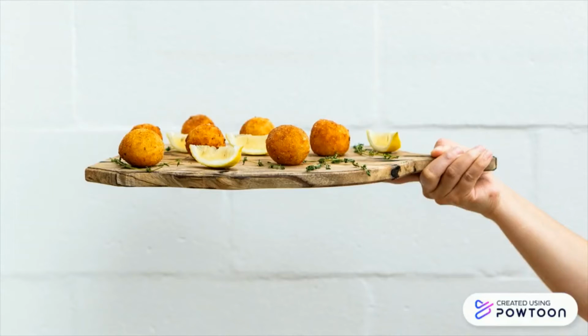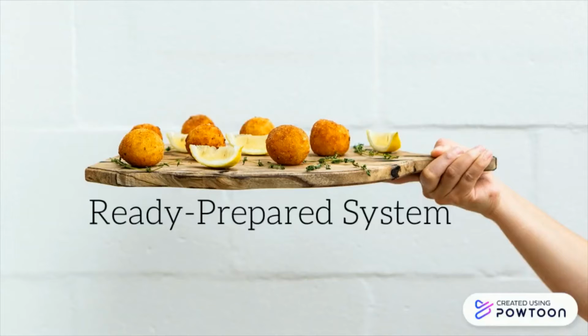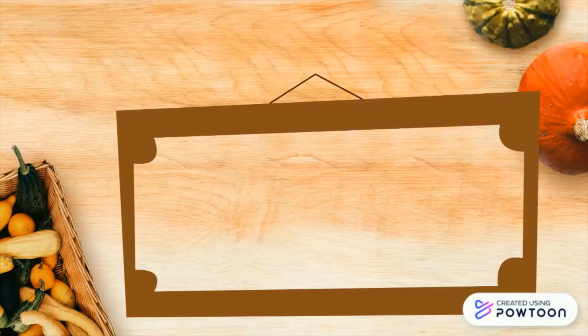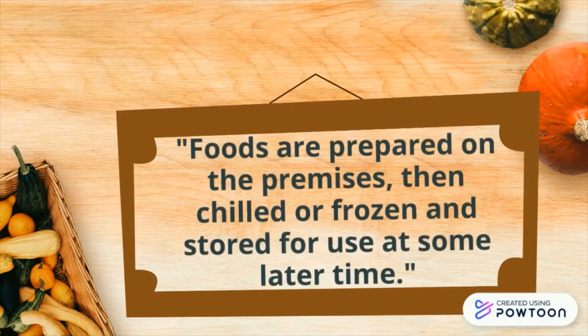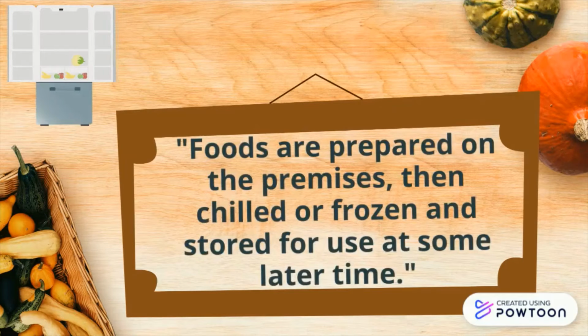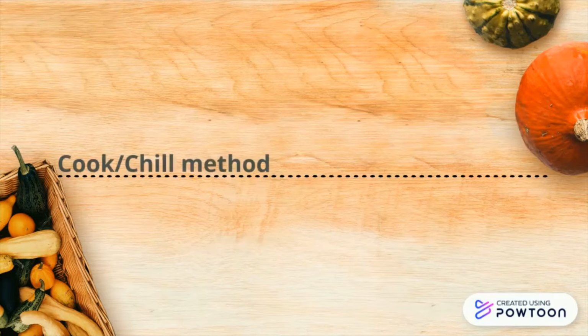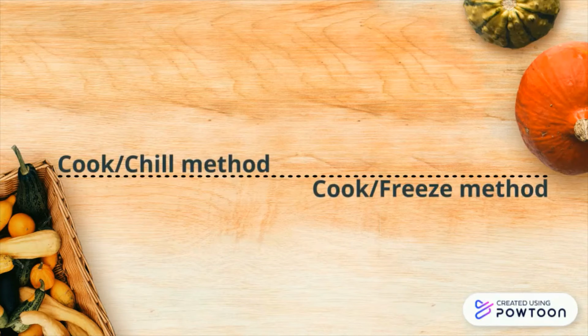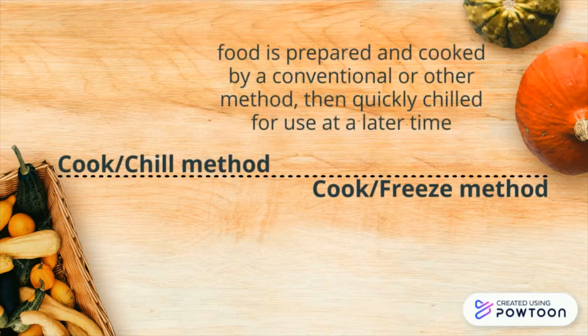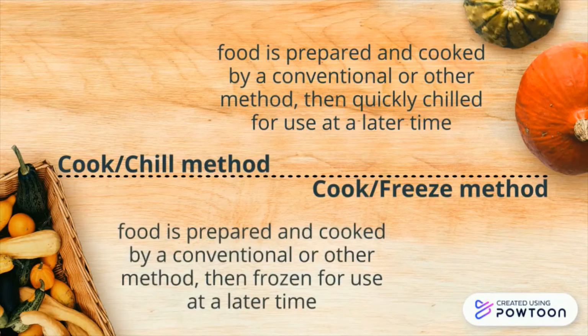The second type of food service system is the ready-prepared system. This is also known as the cook-chill or cook-freeze method. In this system, foods are prepared on the premises, then chilled or frozen and stored for use at some later time. Let us differentiate the cook-chill and cook-freeze method. In cook-chill method, food is prepared and cooked, then quickly chilled for use at a later time. Whereas in cook-freeze method, after food is prepared and cooked, it is then frozen for later use.